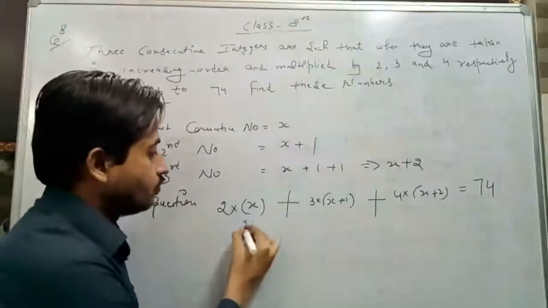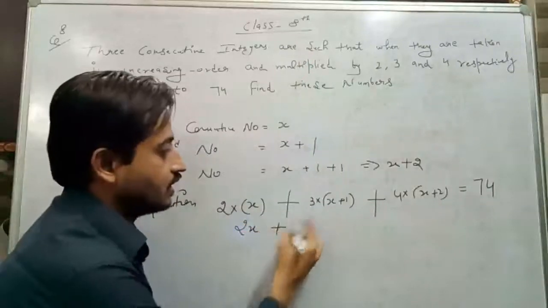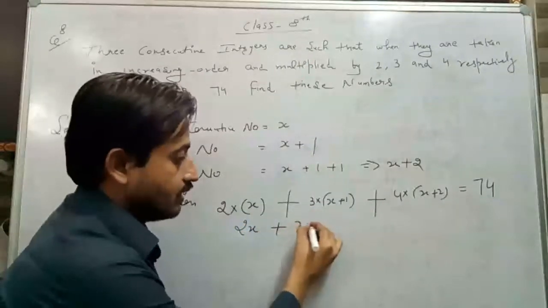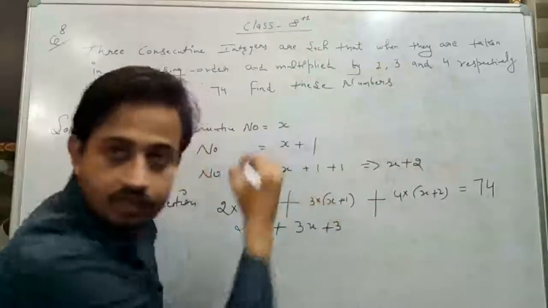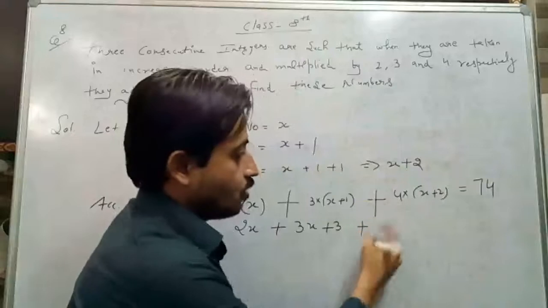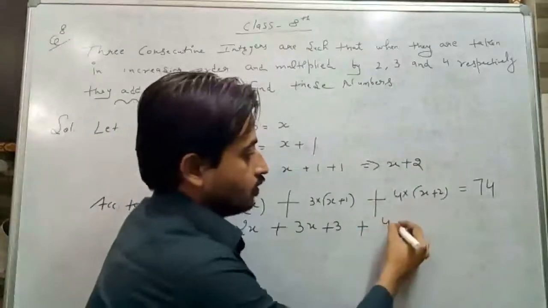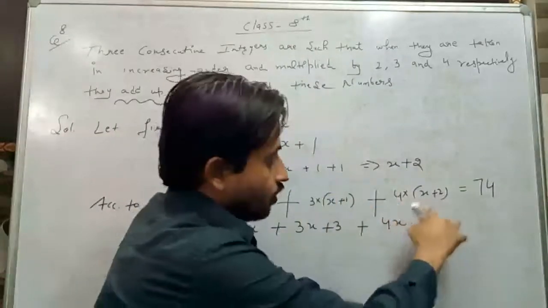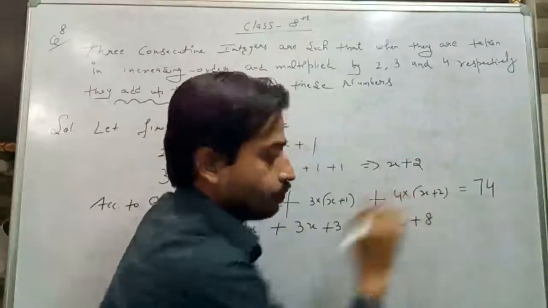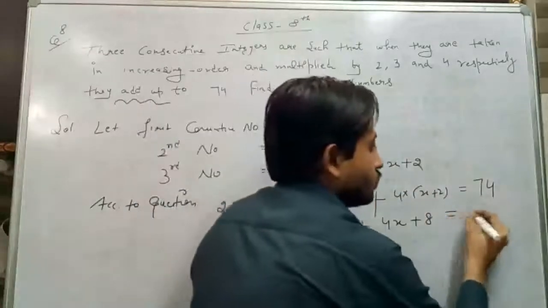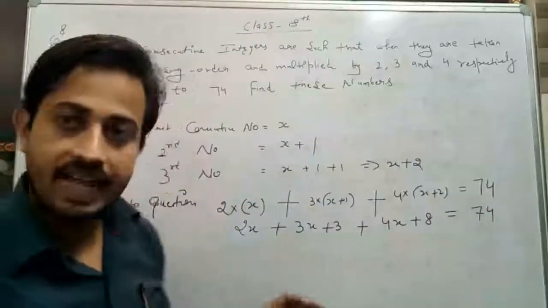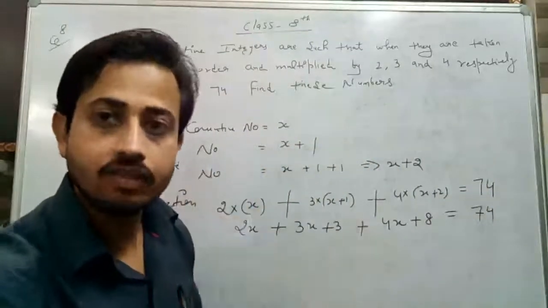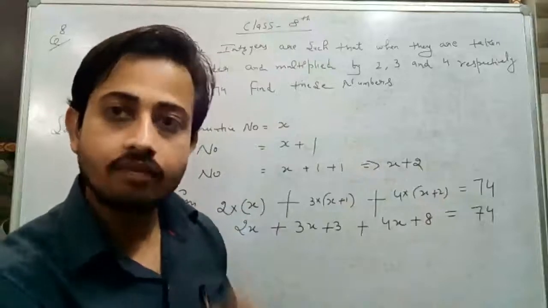2 into x we get 2x, plus 3 into x, 3x, plus 3 into 1, 3, plus now multiply 4 into x, 4x, 4 into 2, 8, which is equal to 74.